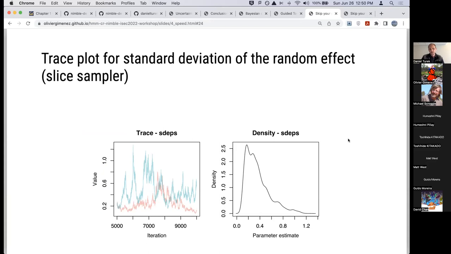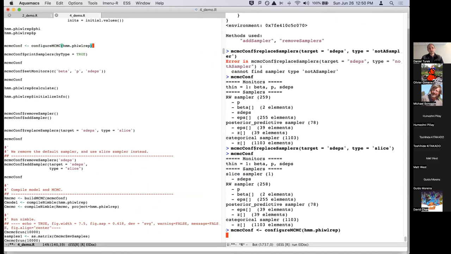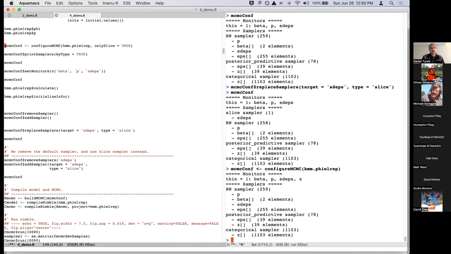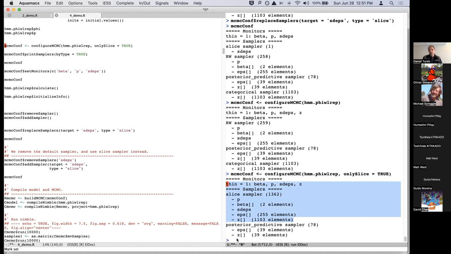And there's even options when you configure the MCMC, at this stage right here, when we did the original configuration with the defaults. For example, to mimic JAGS's behavior, say only slice equals true. And this, instead of random walk samplers, will actually assign slice samplers in place of those random walks. Now we have loads of slice samplers. This will take longer to run, make no mistake. Building and executing this MCMC is going to be a lot slower than the Metropolis-Hastings.